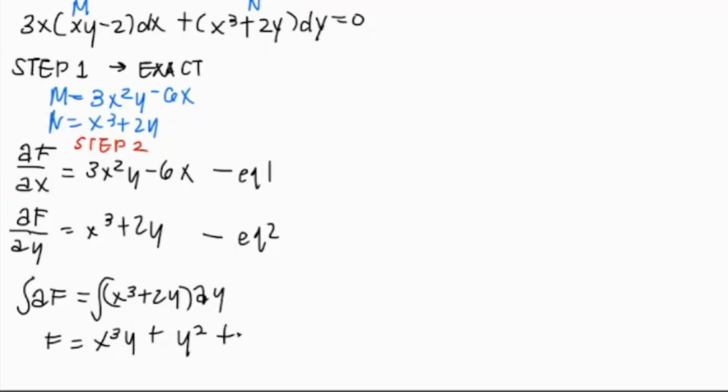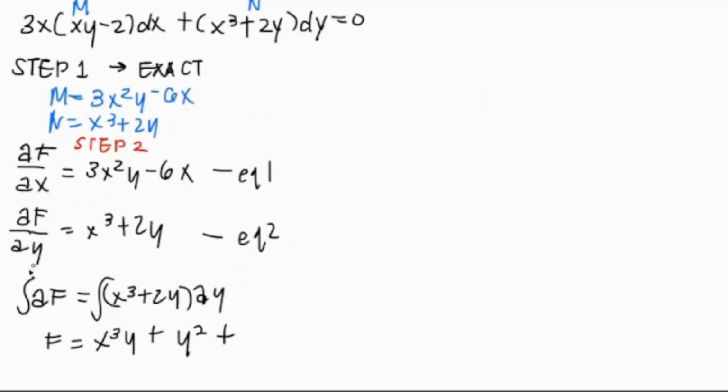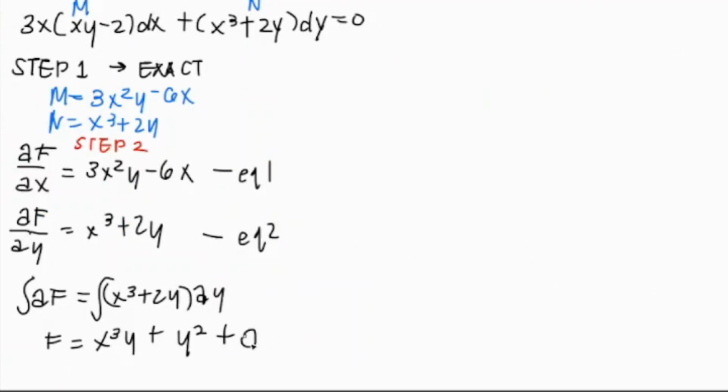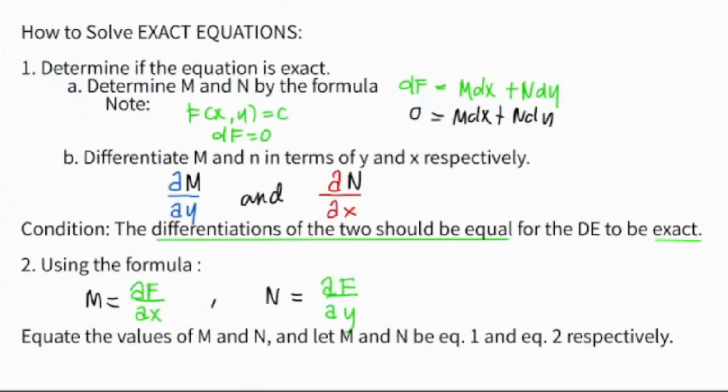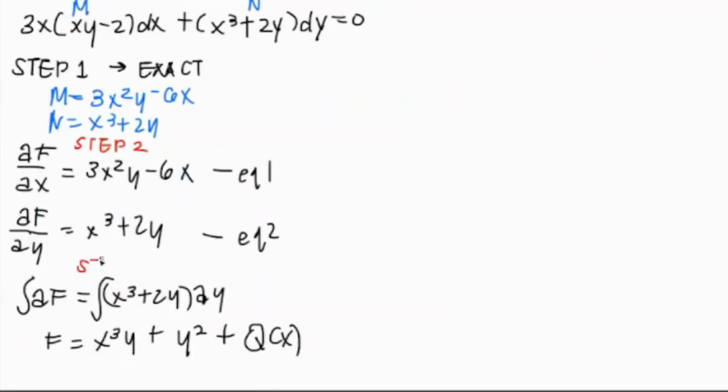Y squared. Plus, sabi dito, kapag ang ginamit natin is df over dy, ito yung ginamit natin, di ba? So, constant c will be represented by q of x. So, since q of x siya, since integration baga siya, magiging plus c na siya. Supposedly, plus c siya kasi mag-integrate tayo, pero ang gawin muna natin is q of x siya. So, yan yung step 3. Sulatan natin step 3. Nakuha na natin yung f.